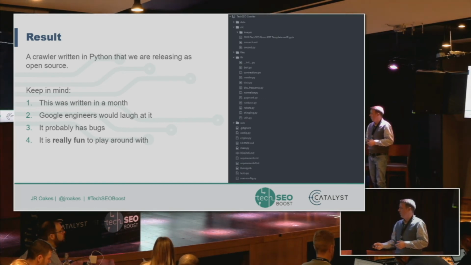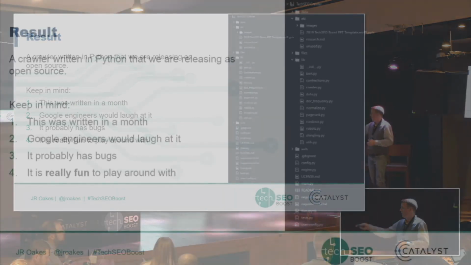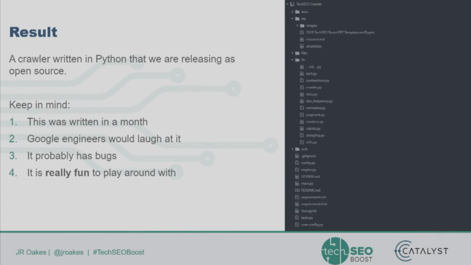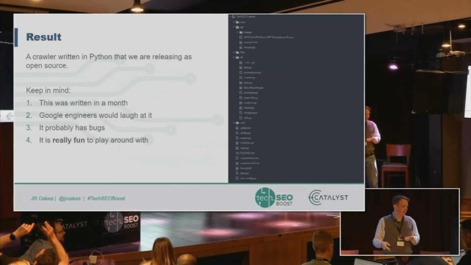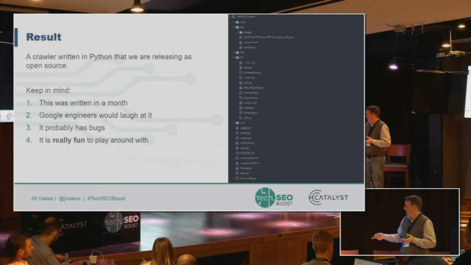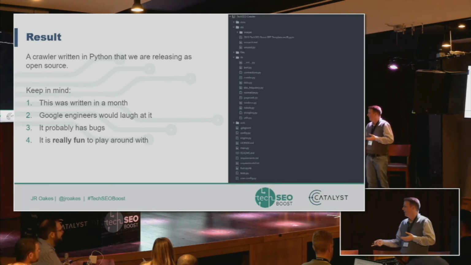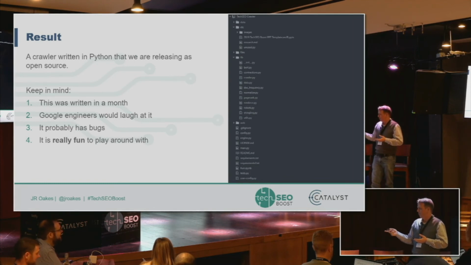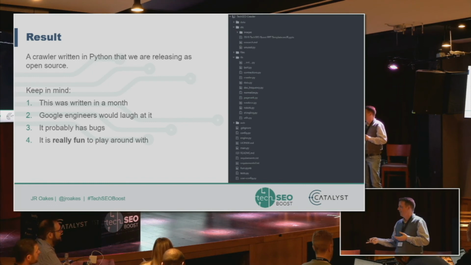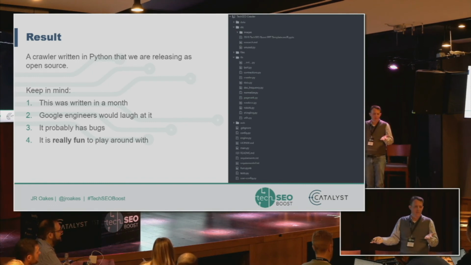So the result is this TechSEO crawler that I'm releasing open source for everybody to play with. A few caveats: it was written in a month. Martin and all the Google engineers would laugh at it, and rightly so. It more than likely has bugs. But it's really fun to play with, and it has a lot of cool libraries.